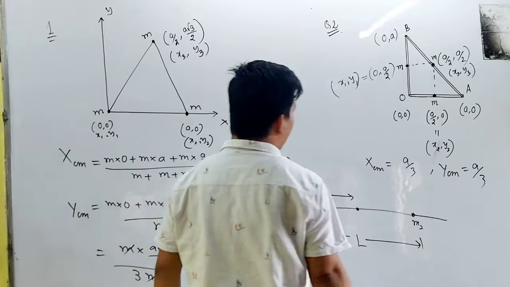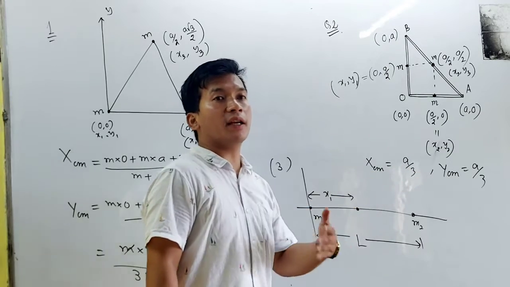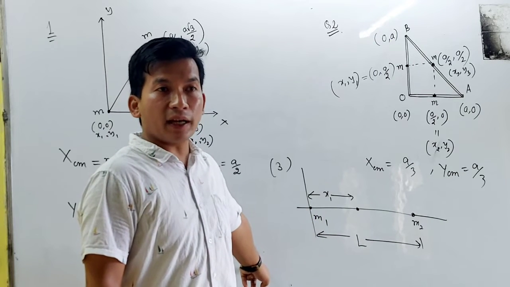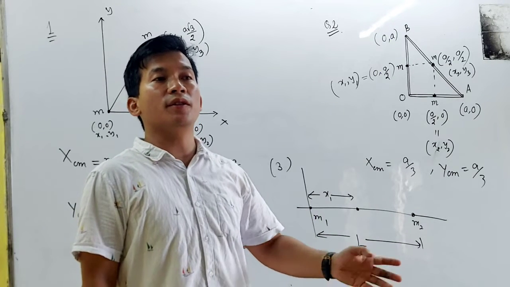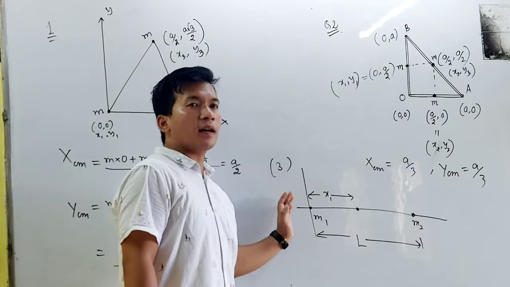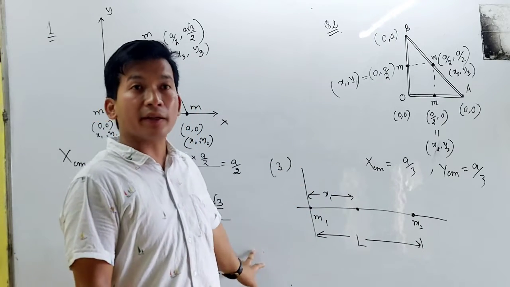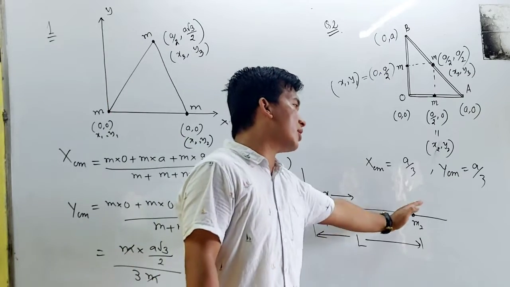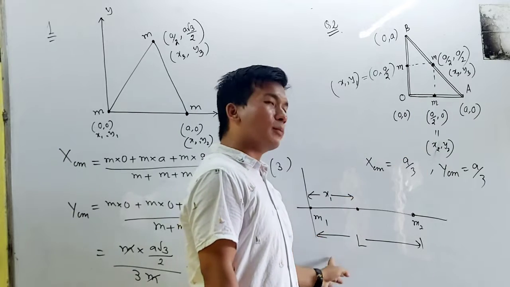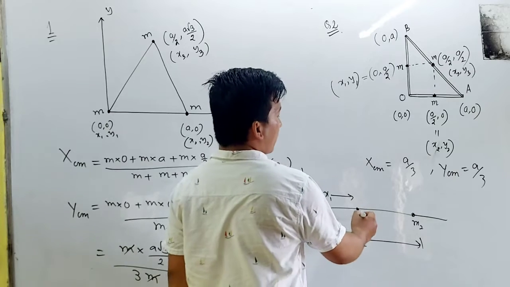The two given masses are along the x axis, so we must have only xcm. What about the ycm? It will be 0. If all the masses are distributed along a particular axis, the center of mass will be located on that particular axis. We discussed this yesterday.